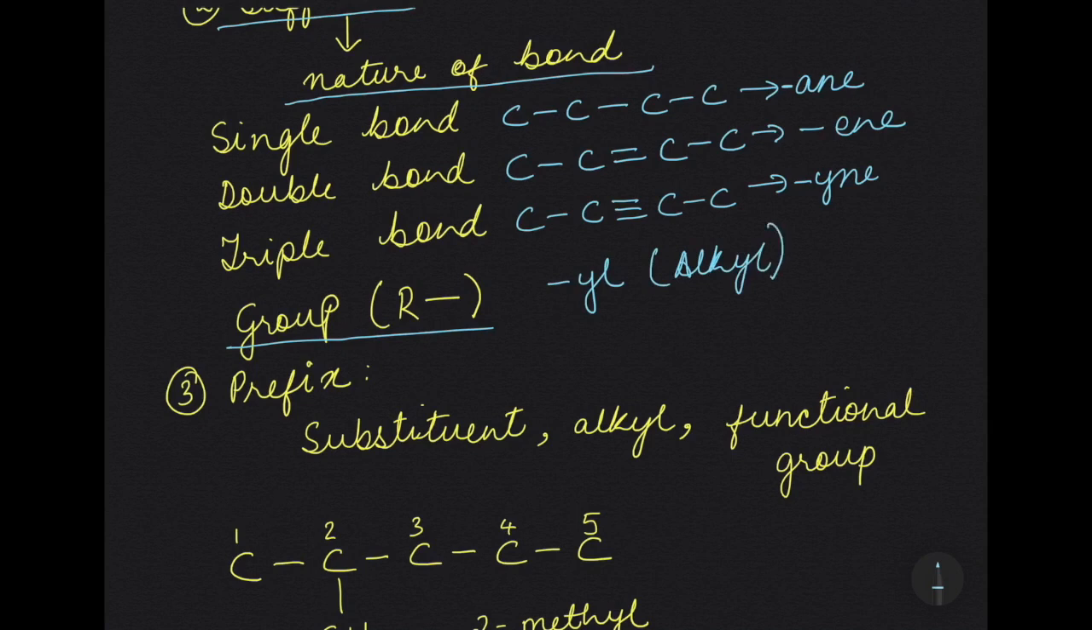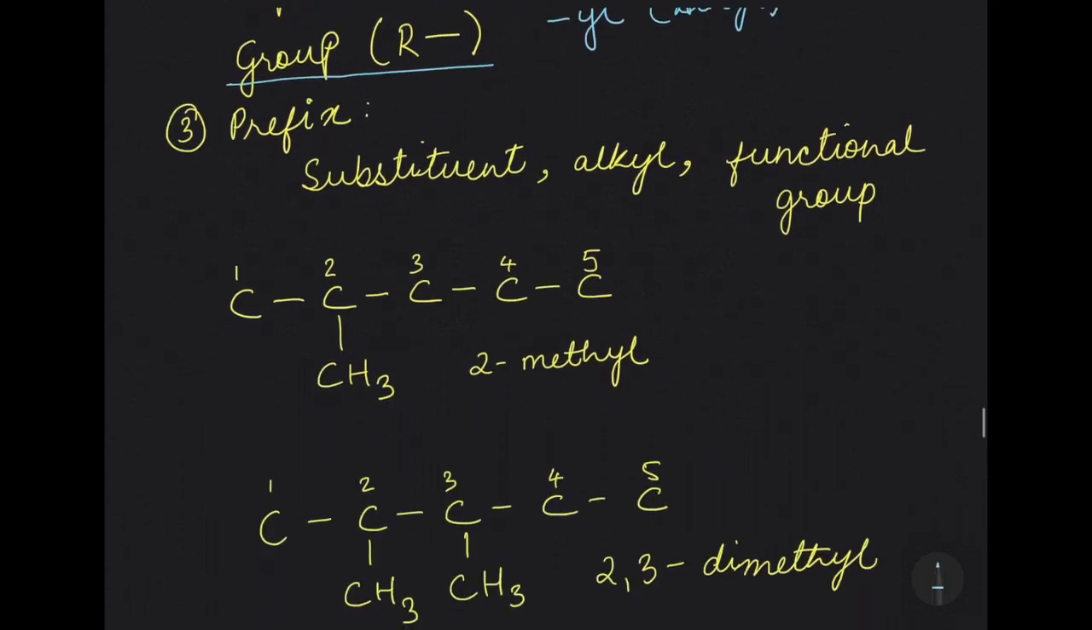Now, we have the root word, followed by the suffix. Suffix means the nature of the bond, either it is a single bond, double bond, or triple bond, or sometimes a group is also attached to it. That is followed by the prefix. Prefix denotes the substituent, alkyl, or functional group in the carbon chain.